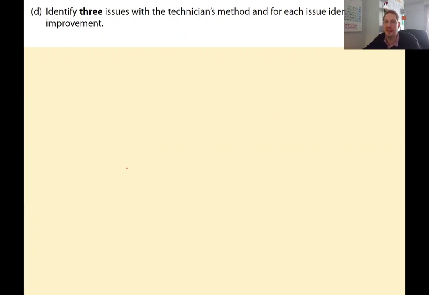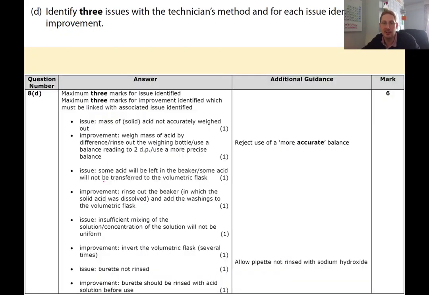3 issues with the technician's method, and for each identify an improvement. You do need to know these core practicals well. This was CPAC 3, doing a titration. So what are the errors? So, didn't accurately weigh out the mass of the solid.